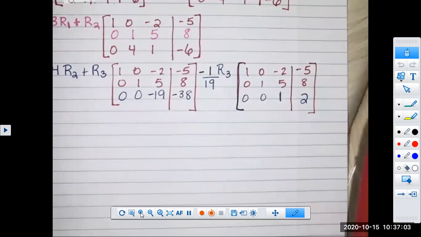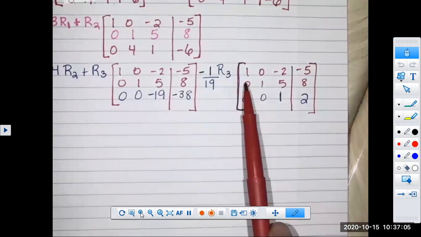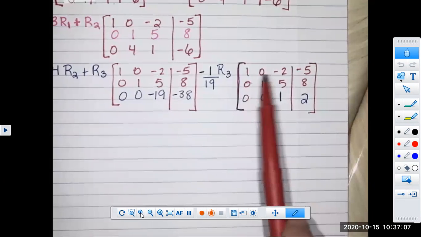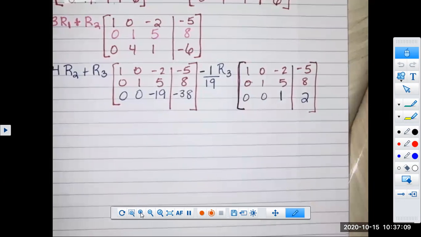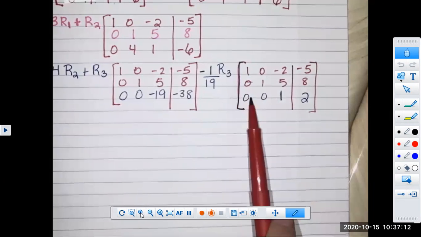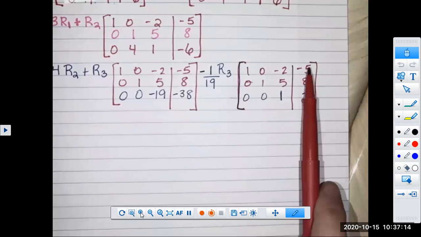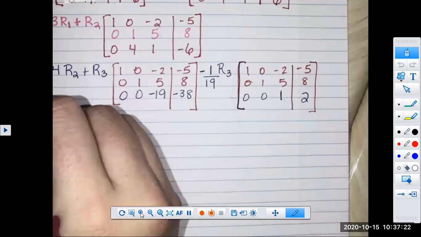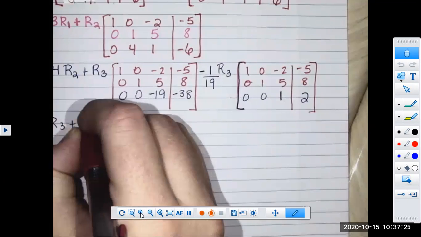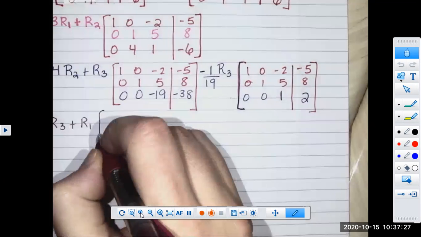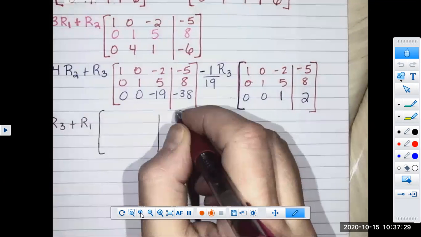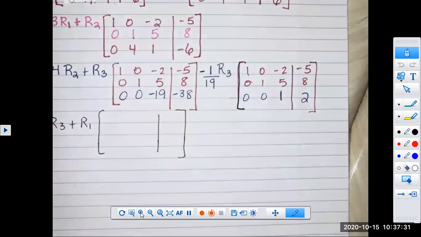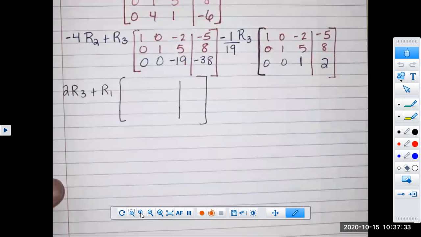Okay, now you can choose to work with row 2 or row 1, it doesn't matter. What could you multiply row 3 by and add to get -2 to become 0? There you go. So 2 times row 3 plus row 1, and we're almost done. We're getting there. So 2 times row 3 plus row 1.